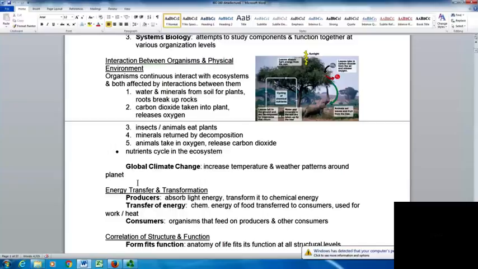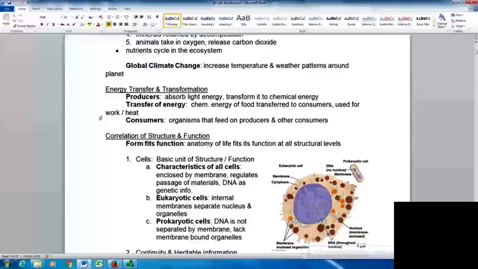So when we look at the energy transfer and transformation, we categorize things as producers and consumers for our big general categories. The producers are going to absorb light energy, and they will transform it into chemical energy. Plants are a good example of this, where they're going to absorb energy from light, and they will turn it into sugars to store that energy. With the transfer of energy, you're going to have that chemical energy of food transferred to the consumers, who are going to use it for work or heat. So your consumers are the organisms that are going to feed on the producers and other consumers. Examples of these would be animals. Whether they're eating other animals or plants, they're going to use the energy they get from those to do work and to generate heat.